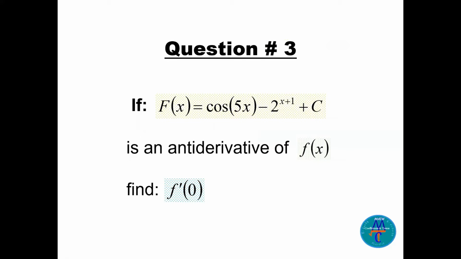Question number 3. Capital F of x is equal to cosine of 5x minus 2 to the power x plus 1, plus capital C, is an antiderivative of a function f. We don't have that function. We have the antiderivative of that function. Find f prime, small f prime at 0.